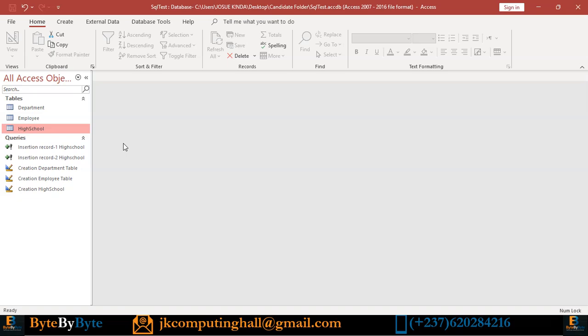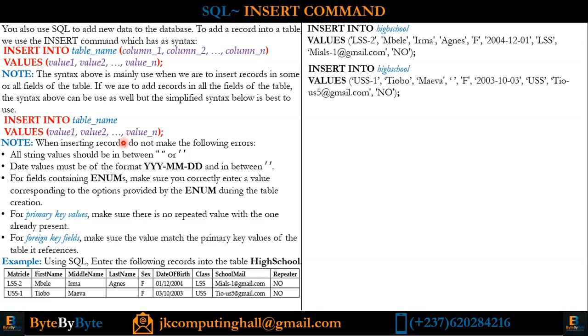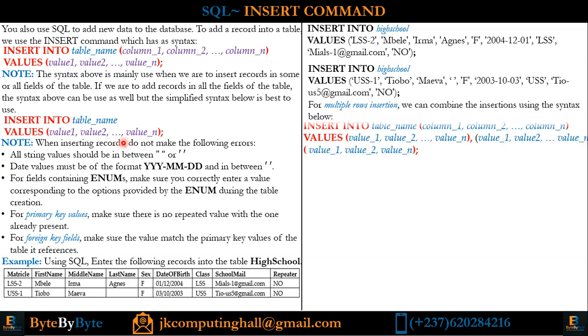Go back to our note. Those are the SQL queries. For multiple rows insertion, we can combine the insertion using the syntax below. So I will have insert into, I have the table name, I precise the columns. Then values, I put each set of values inside brackets. So first bracket for the first record, second bracket for the other records, and so on and so forth.